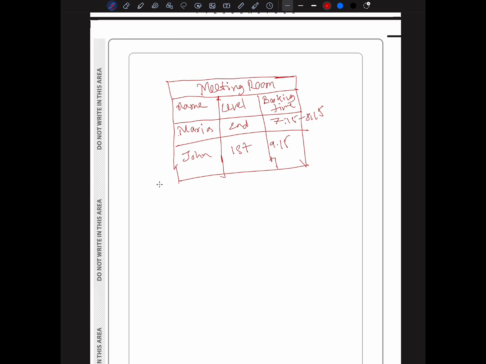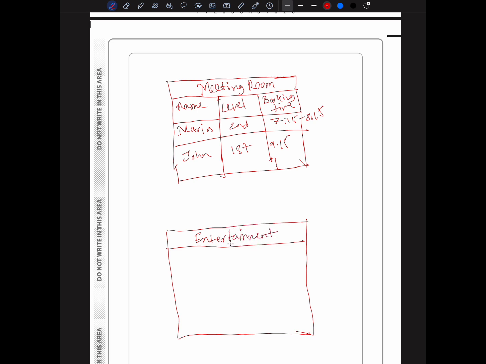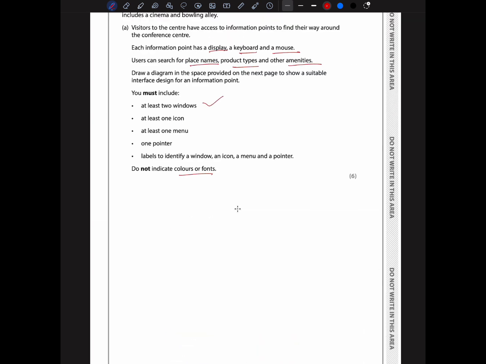Then they say we have to add another window. We can add the other window as entertainment. It's because inside the entertainment they have an option for bowling and a movie. So we choose the movie one. This is the tab for entertainment. They also say at least 2 windows, and we already created the 2 windows.